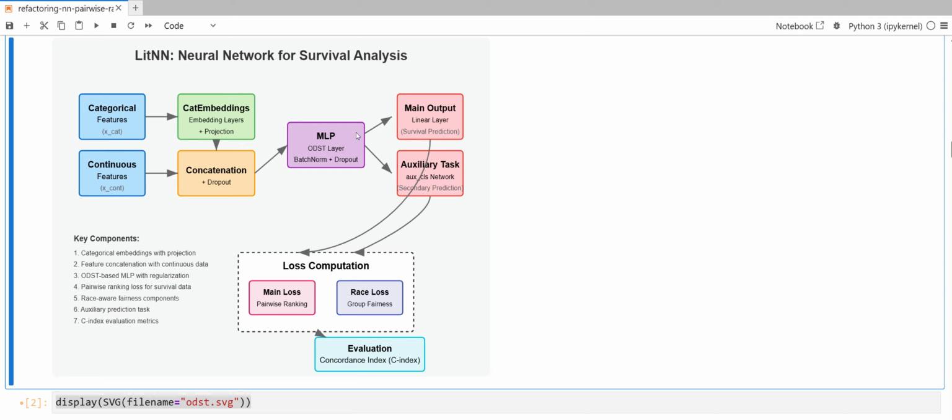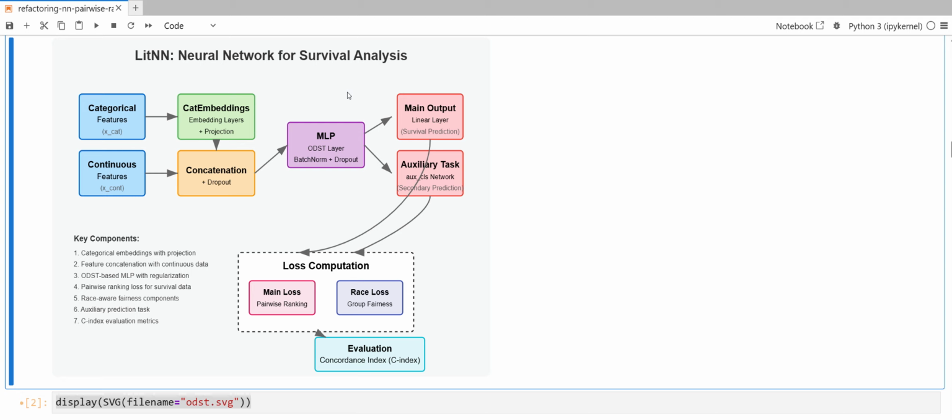Then we have batch norm and dropout. These are just standard tricks of the trade to help the network train more stably and avoid overfitting. Basically, making sure it doesn't just memorize the training data. The main output is what we're ultimately after, a prediction related to survival. But there's also this auxiliary task. It's like a little side quest for the network. It's another prediction task that provides an extra learning signal, helping the main task learn even better.